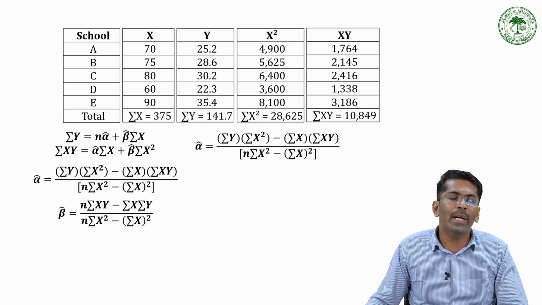First I am going to calculate alpha hat, which is equal to sum of y into sum of x square minus sum of x into sum of xy, divided by n into sum of x square minus sum of x whole square.